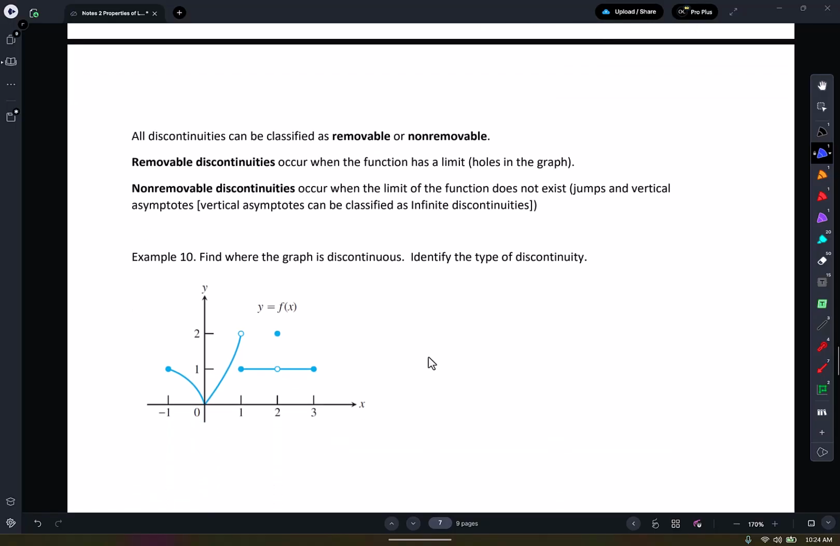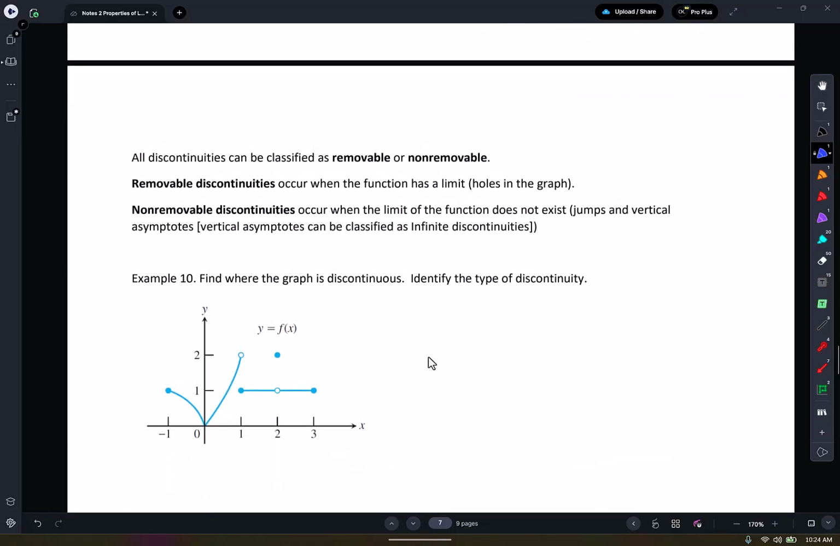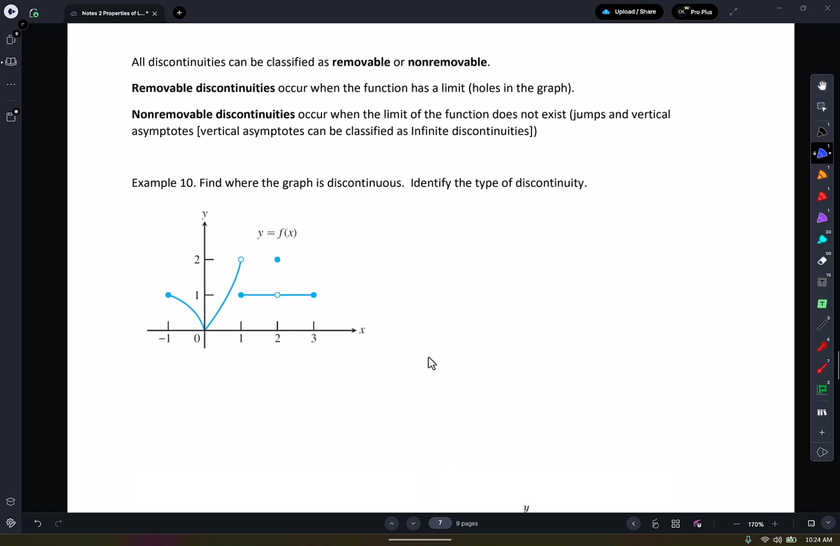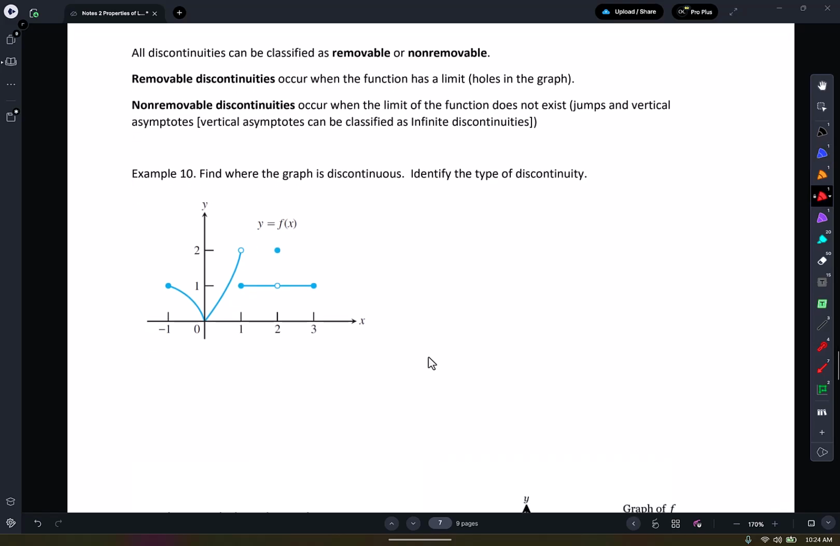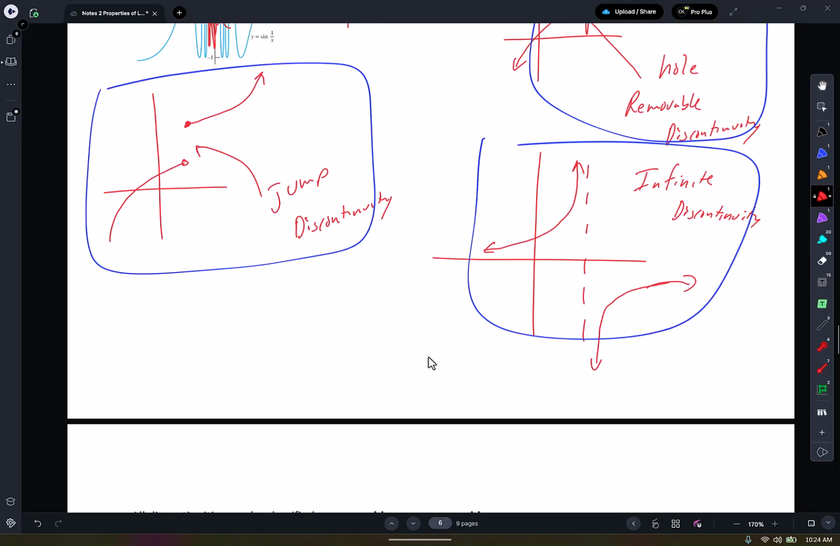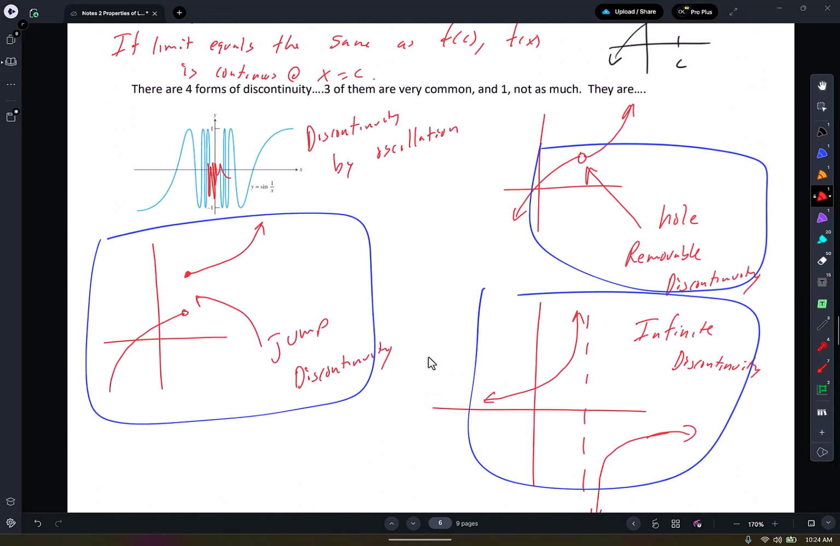Here we go. I talk about removable and non-removable. It says all discontinuities can be classified as removable or non-removable. Removable discontinuities occur when the function has a limit, holes in the graph. Non-removable discontinuities occur when the limit of a function does not exist: jumps and vertical asymptotes. So this is the only one that has a removable discontinuity. The other two are non-removable. There's nothing you can do to make the other two continuous.